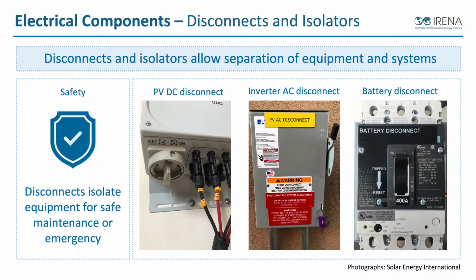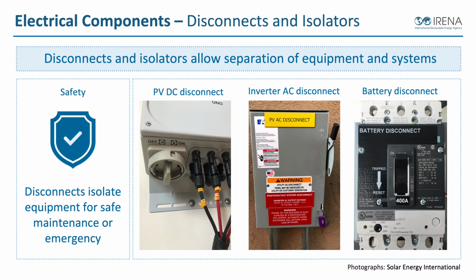Now, other main components that we have that are really our basic electrical components, things like disconnects or isolators. So disconnects and isolators allow separation of electrical equipment and systems. And so we can see these in different places. The reason we have disconnects and isolators throughout our system is to make sure that we have the ability to do maintenance, or if we have any emergencies where we need to shut down or isolate something.